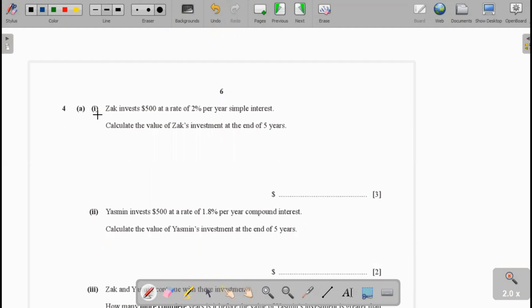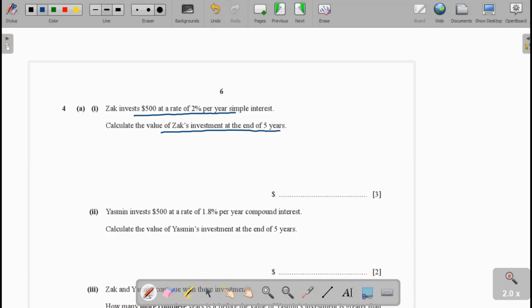For part A, Zaka invests $500 at a rate of 2% per year, simple interest. Calculate the value of Zaka's investment at the end of 5 years.